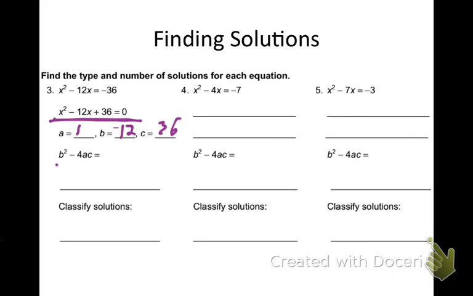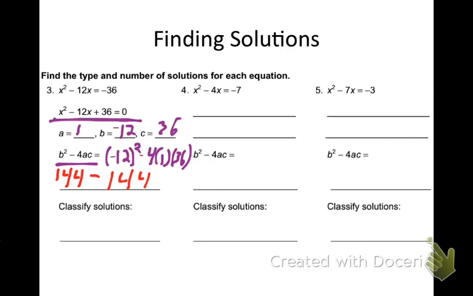Awesome. And now I plug it into that discriminant part, that part underneath the radical. So I get negative 12 squared minus 4 times 1 times 36. Negative 12 squared gets me, Sean? 144. Minus 4 times 1 times 36 gets me, Garrett? It actually gets me 144.